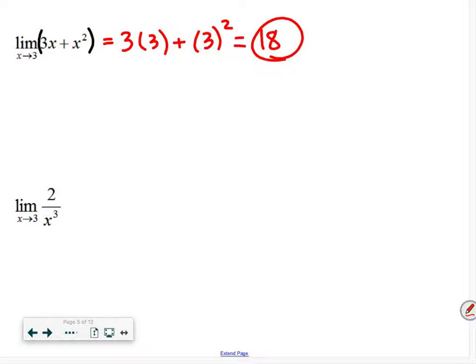Okay. For this second limit down here, is that x value going to make the denominator 0? No. It is not.